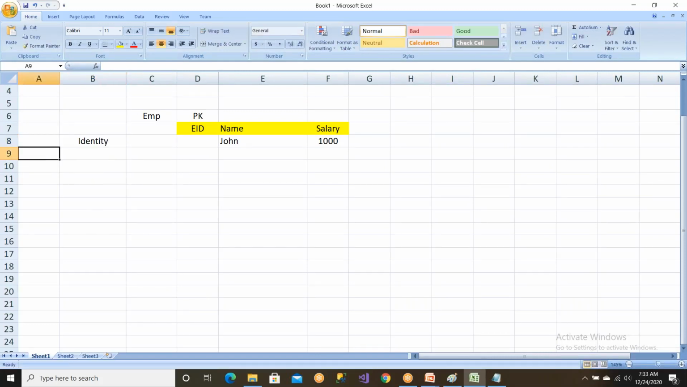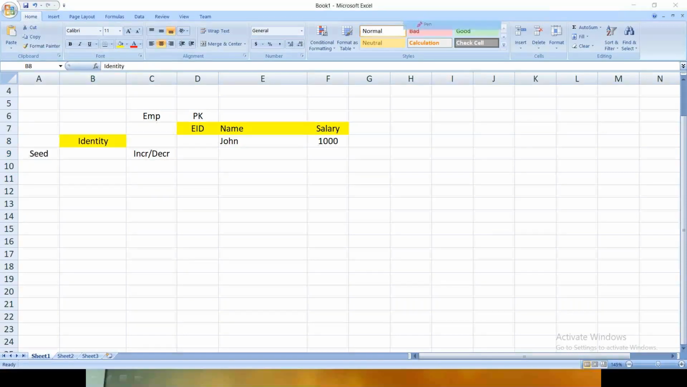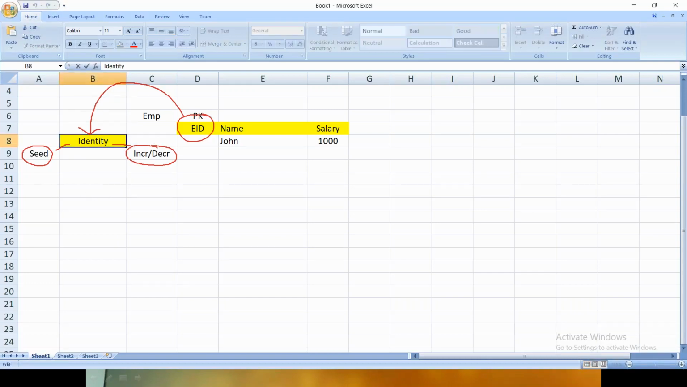Identity will have two things: one is called seed, the second one is called increment or decrement. Remember this. What are we going to create? We are going to create an identity column on this. So we are making employee ID an identity. Identity has two properties to set: seed and increment. Seed means a starting number. Seed means what? It is a starting number.